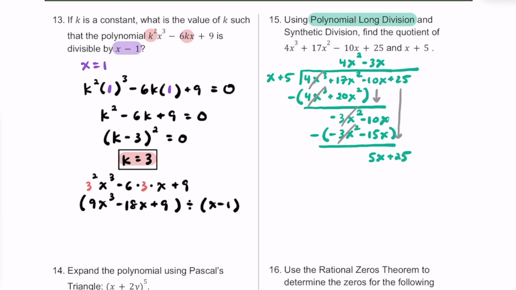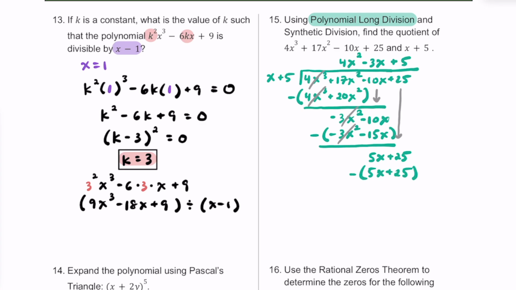So what are we going to multiply this leading term up here by to get this 5x? We know it's going to be a constant because of the 25 here. That's a constant. So let's go ahead and just put a plus 5. And let's take this 5 and distribute it to this x and this plus 5. Multiplying that out, we're going to get 5x plus 25.